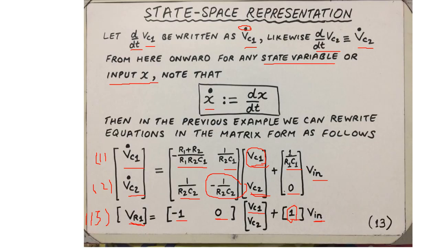So one thing that we have learned from the matrix representation of the state space form is that we have a vector containing the derivatives of the state variables and a vector that contains the state variables without derivatives, and then a vector containing the output, and everything else is based upon the parameters of the system, which comprise the coefficients in the form of the values of resistances and capacitances.